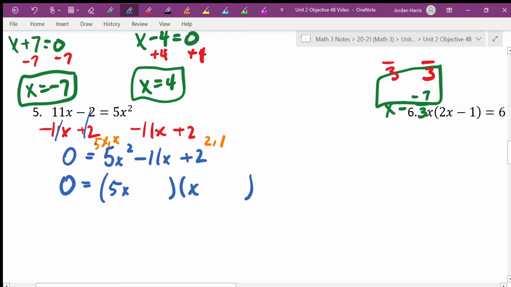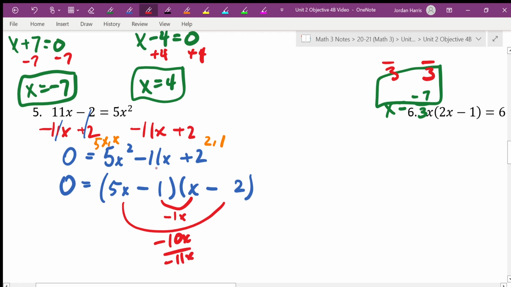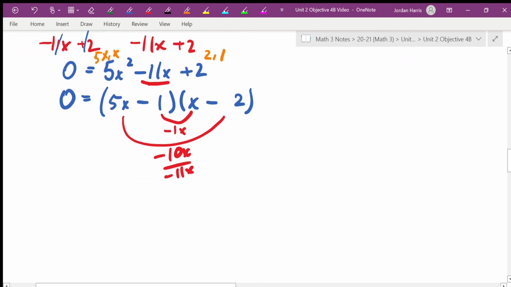I need to make 11. So 5 and 2 make 10. So that's why I'm going to do that and make them both negative. And we check, always check, even with these. Negative 1x minus 10x does make negative 11x, which matches. So we do the middle terms and the outside terms, combine, make sure it matches.